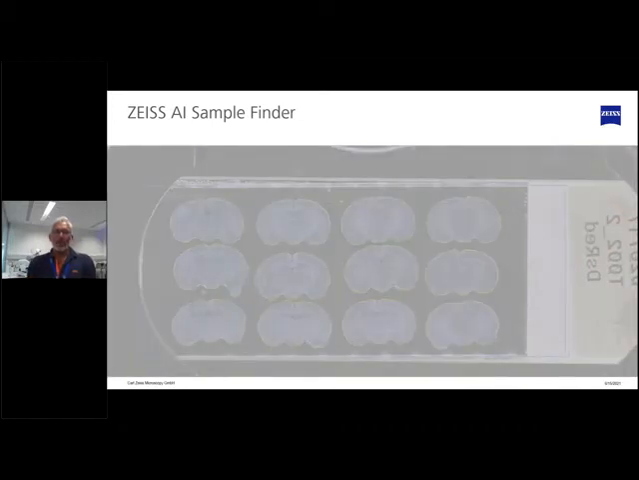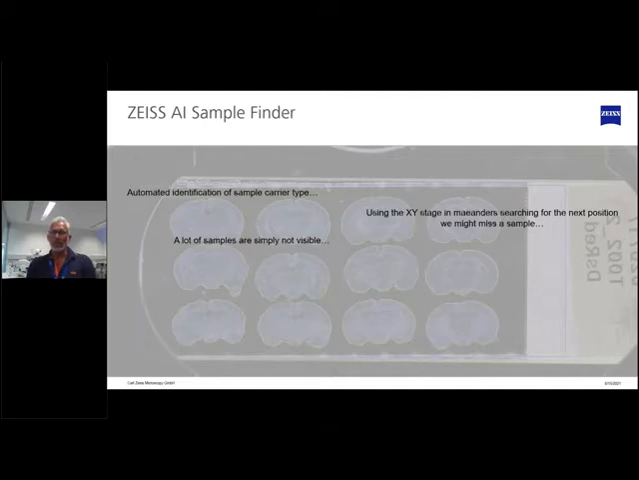A lot of what AI Sample Finder does has to do with saving time, playing safe, and streamlining your workflow. It starts again with the automatic identification of the sample carrier type. It makes samples clearly visible, even if they are translucent. You will never miss a sample on your slide again, or do one of those samples twice without knowing.